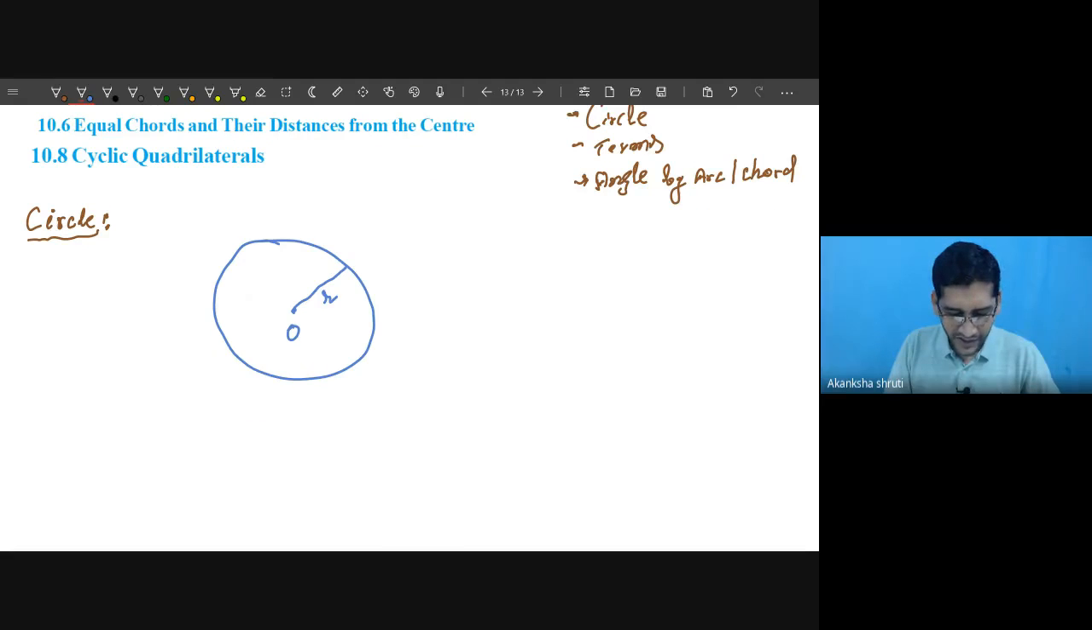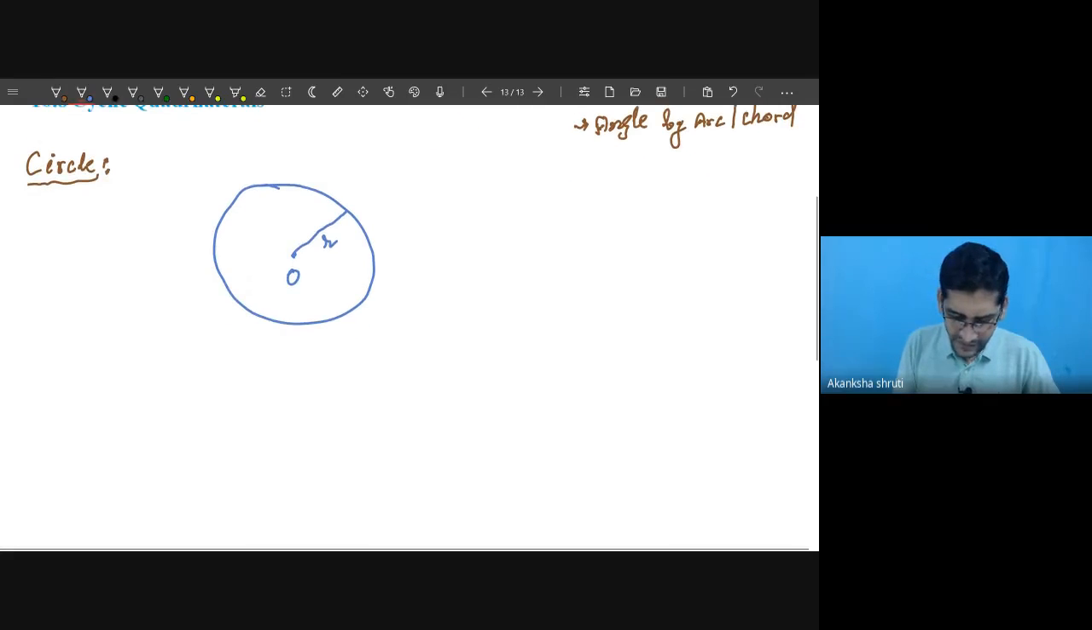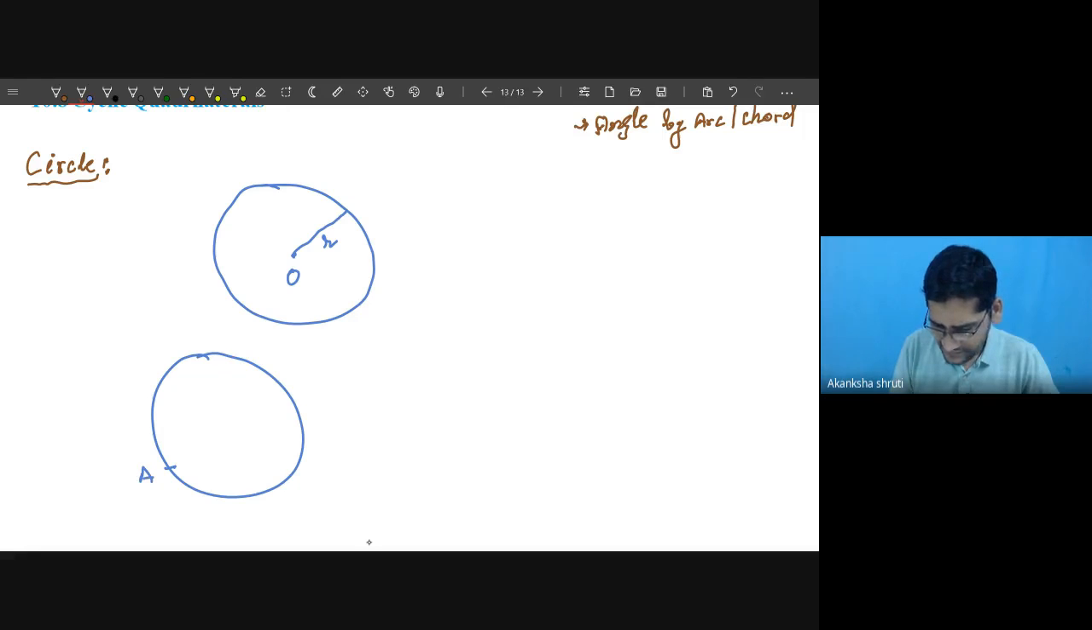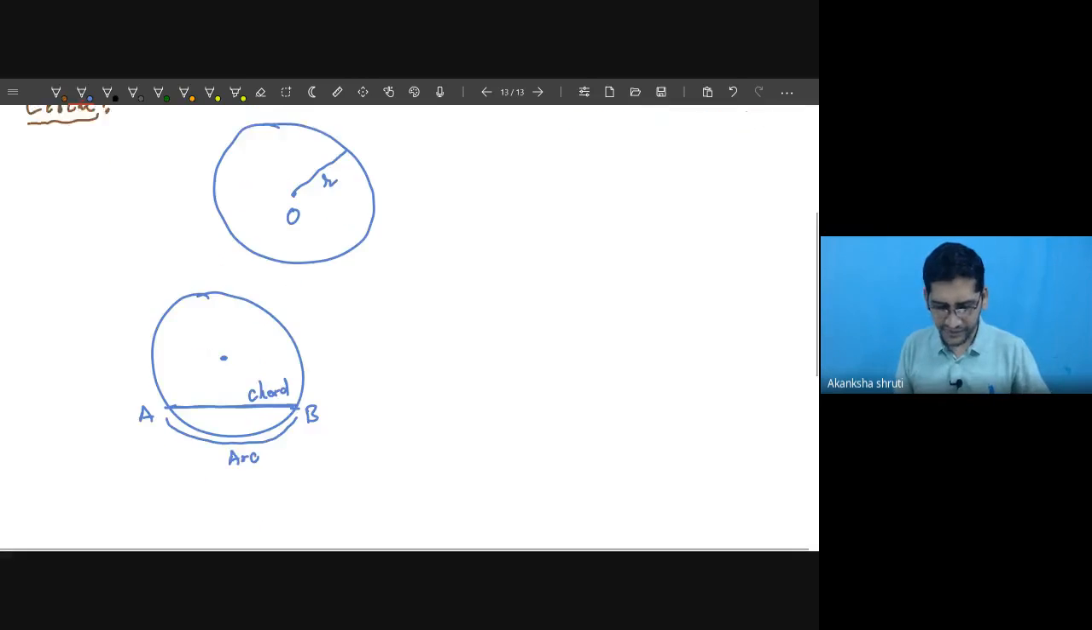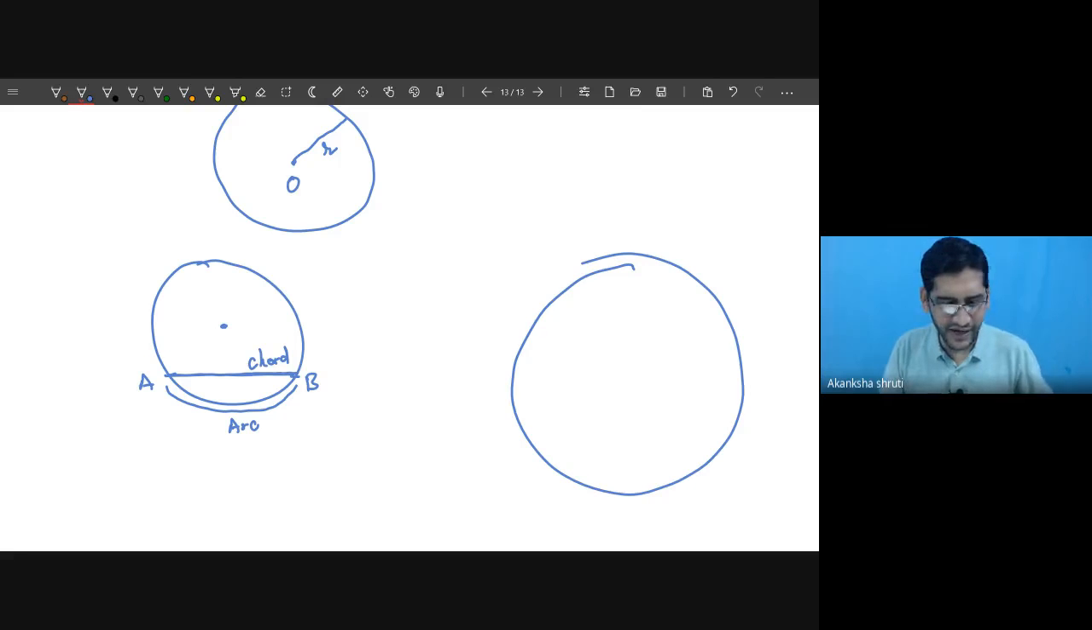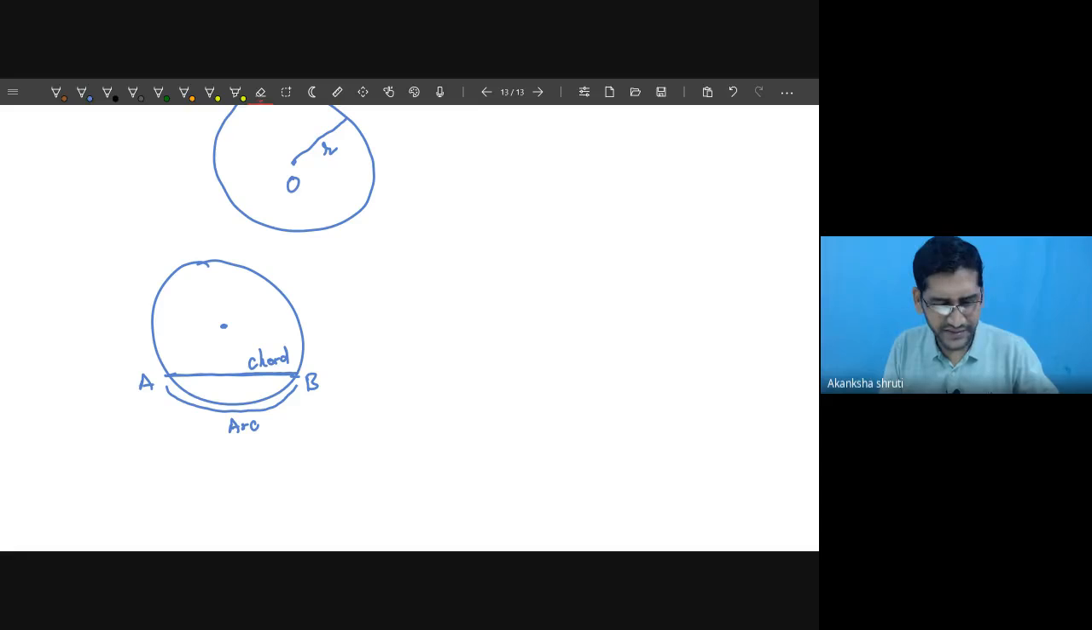We have learned that if we take any 2 points on the circumference, moving on this circumference, this is our arc. But at the same time, if we draw a line segment joining A and B, a straight line segment, this is our chord.